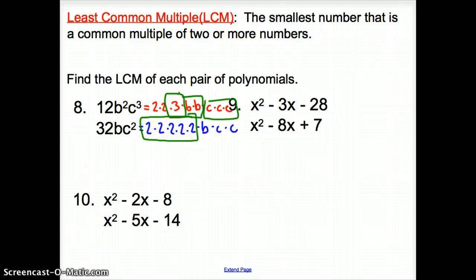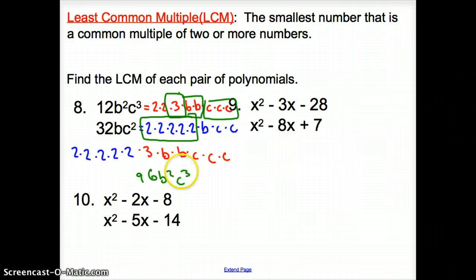So now what all did I take? I have 5 2's, so it's 2 times 2 times 2 times 2 times 2. Then I have 1 3. I have 2 b's and 3 c's. So we multiply all that together. So our least common multiple is going to be 96b squared c cubed. There is our least common multiple. Now, you don't have to write out your letters if we understand that we are just going to take the most that occur often.